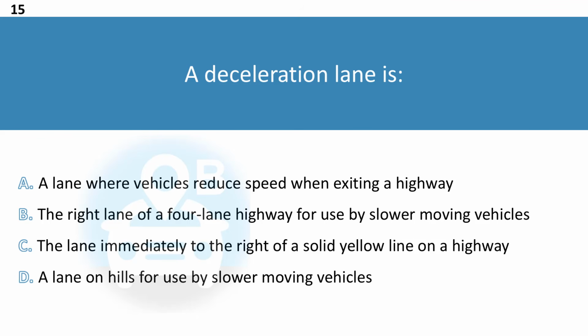A deceleration lane is: A. A lane where vehicles reduce speed when exiting a highway. B. The right lane of a four-lane highway for use by slower-moving vehicles. C. The lane immediately to the right of a solid yellow line on a highway. D. A lane on hills for use by slower-moving vehicles.